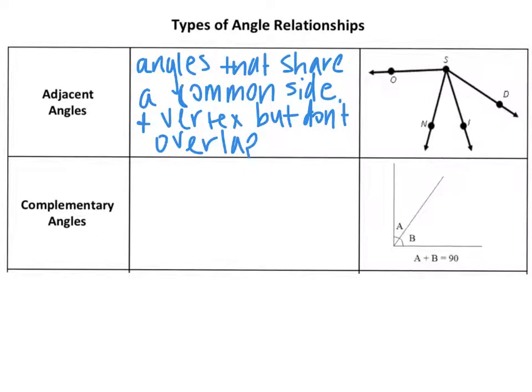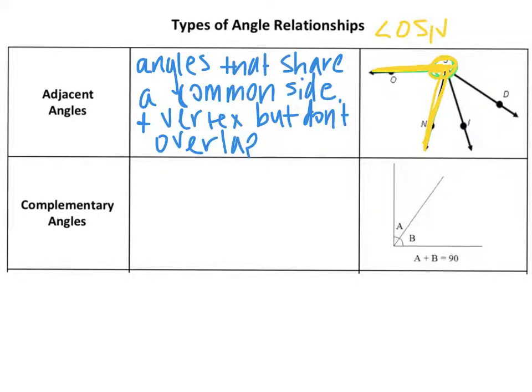So for example, if you take a look at the picture, you'll see that first of all, a vertex is the point where two rays come together. So S would be considered a vertex. So it's that common point. And then sides would be those rays. So again, if you take a look here, we have this OSN. So that's how we would name that angle, angle OSN. We always have the vertex in the middle.